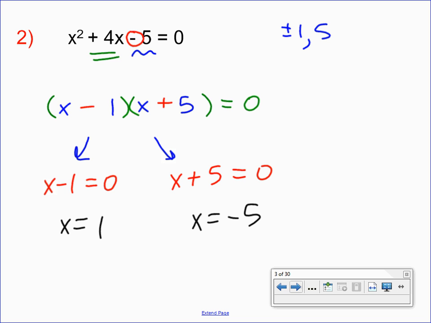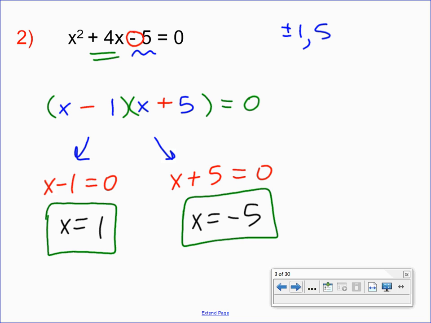So let's go back into the original. If x is 1, 1 squared is 1, plus 4 is 5, is 5 minus 5 equal question mark 0? Yes, so this one's an answer. And negative 5 in the original, negative 5 quantity squared is positive 25. Plus 4 times negative 5 is minus 20. 25 minus 20 is 5 minus 5 is 0. So this works as well. Cool. So we found both solutions.